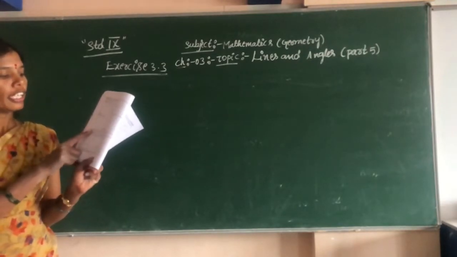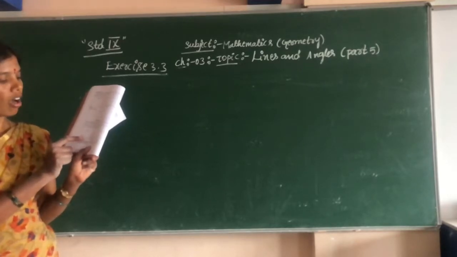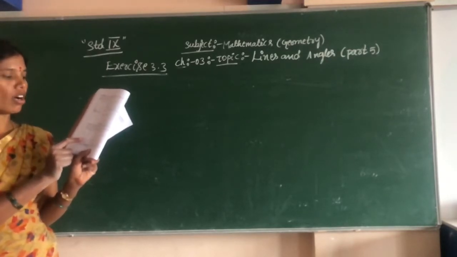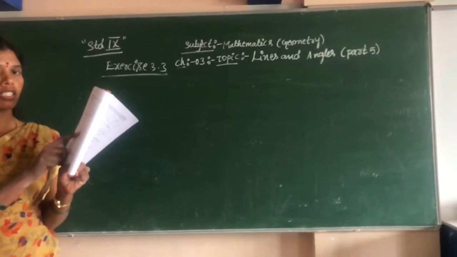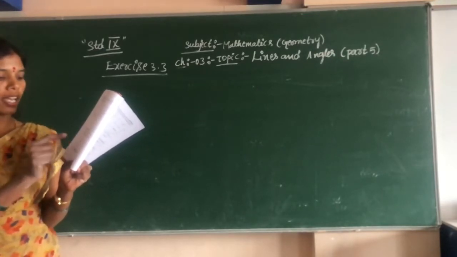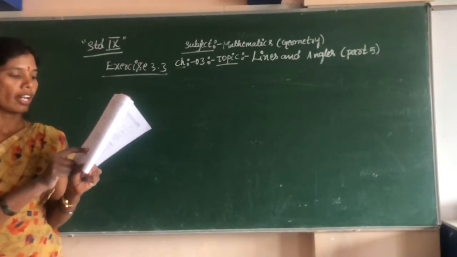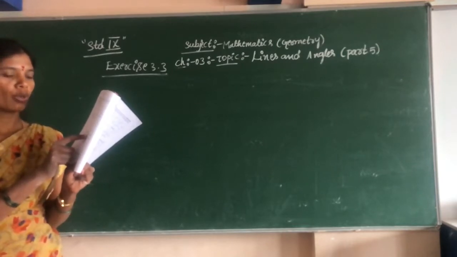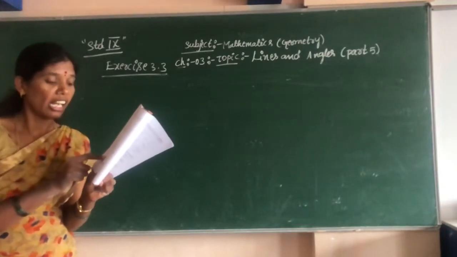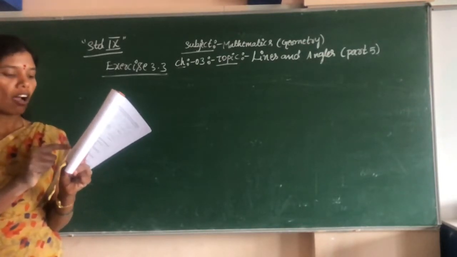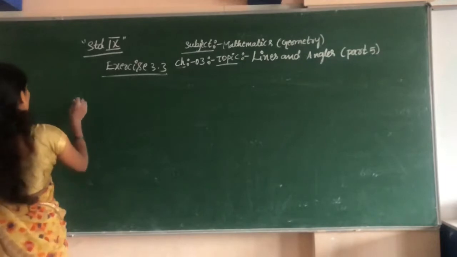You see in figure 3.39 sides QP and RQ of triangle PQR are produced to points S and T respectively. If angle SPR is equal to 135 degree, which is an obtuse angle, and angle PQT is equal to 110 degree, this is also an obtuse angle. Find angle PRQ. Okay, you should write the solution.